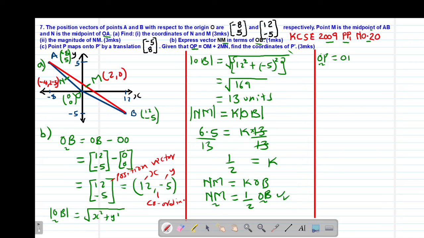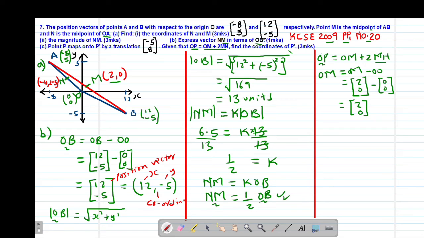OM. So this is OM, then of course plus 2MN. So this is the equation. So I'll simply substitute. I need to have OM. Remember, we need to find the value of our vector OM. OM simply means you take the coordinates of M, then you subtract the origin. So this will just be the coordinates of M, which was 2, 0, as indicated on the diagram here. Then minus the origin, of course, is 0, 0. If you subtract these two, you are going to get 2, 0. So OM is just 2, 0.